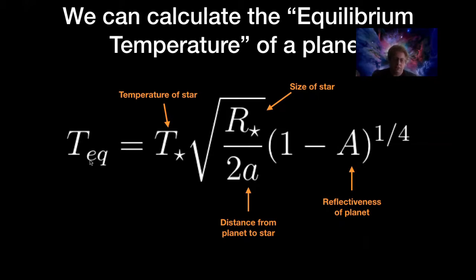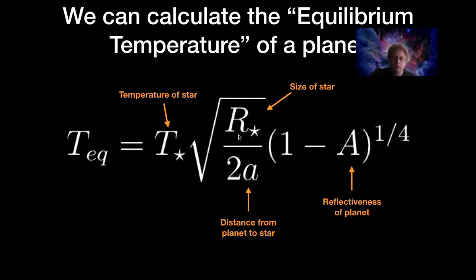It is balanced, it's in equilibrium. So the factors that affect the temperature of a planet are the temperature of the star. That makes sense, right? The hotter the sun is, the more light it will shine, the hotter the planet will become. The size of the star: the bigger the star is, the more light it emits, and therefore the hotter the planet.